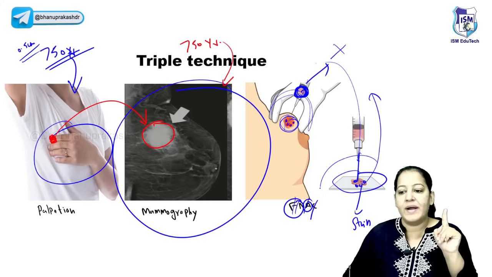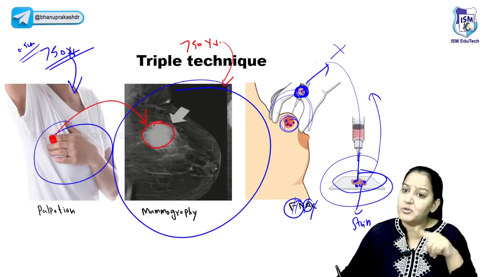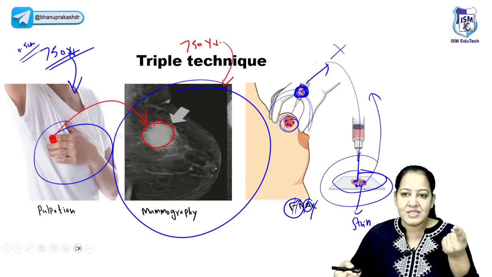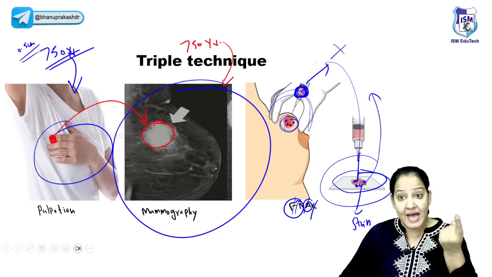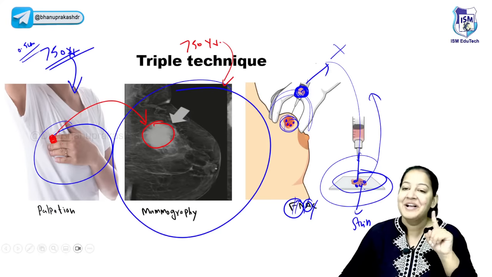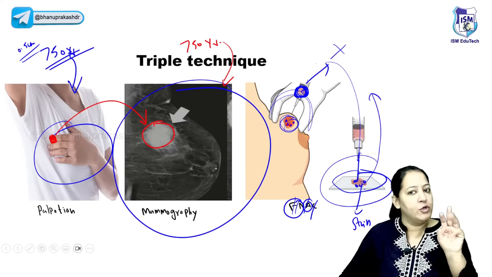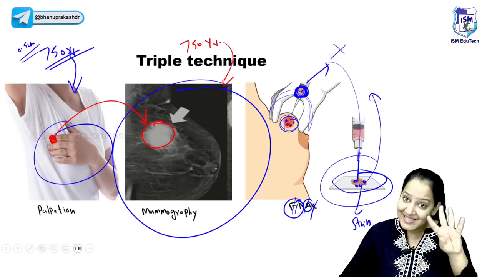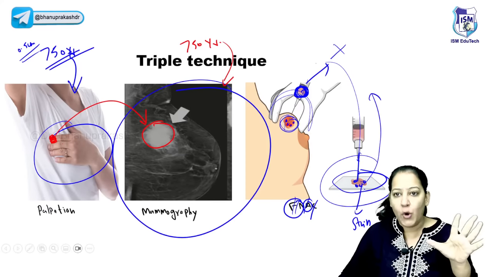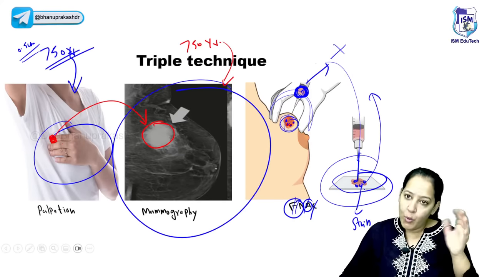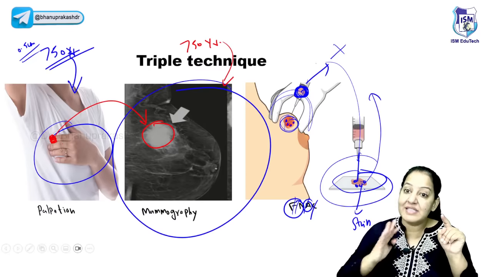The only time required is the staining. After staining, it's ready to see under the microscope. And if the pathologist is available, it can be reported as soon as possible. So FNAC is fast, cheap, and no LA is required. Less invasive, less costly. These are the advantages. The only disadvantage is that on the slide, you will see only cells.